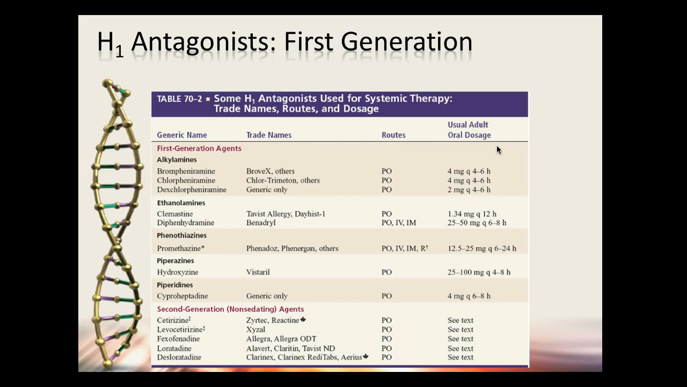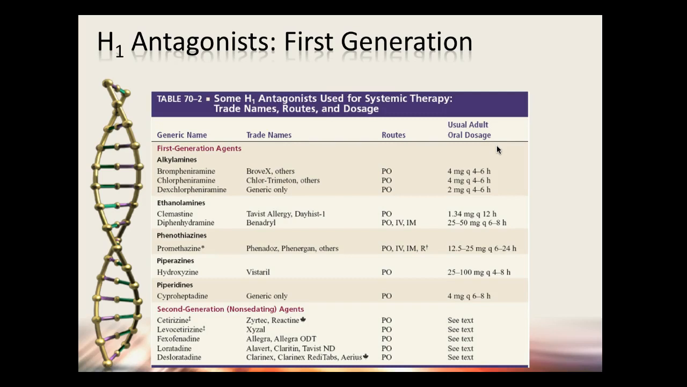So a lot of your over-the-counter ones you'll see, like the chlorpheniramine, that's your Chlor-Trimeton that's over-the-counter. Your Tavist allergy and Dahist, that's over-the-counter. Your Benadryl, promethazine is a prescription, and some of these are used for other things, like promethazine can be used for nausea. Hydroxyzine we give for itching, but that can make you tired. And cyproheptadine is another one.